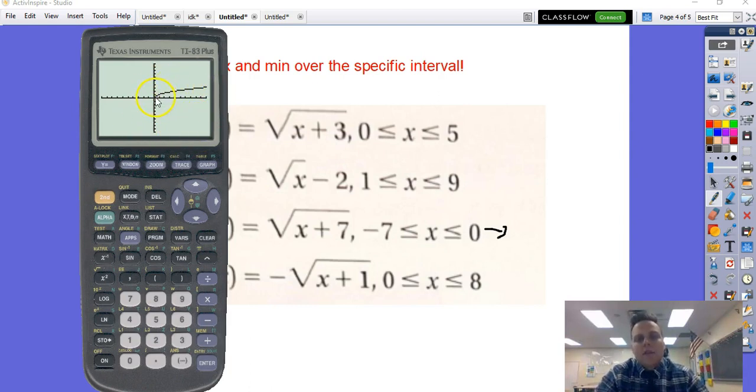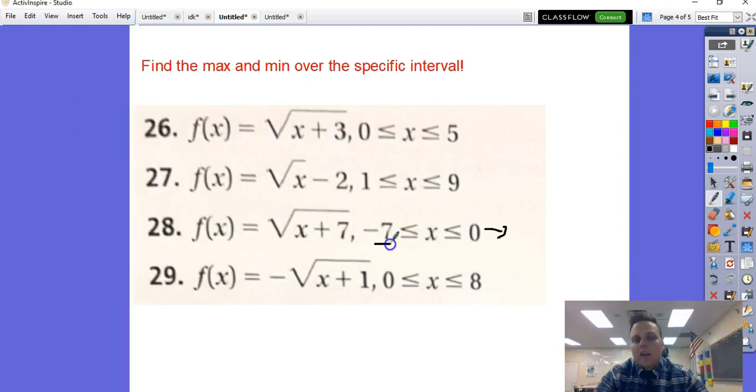What's happening to the graph? Well, it gets bigger the more I go to the right. It gets larger. It goes up and up the more to the right I go. So these are all my possible x values happening over here. On problem 28, the only x values I care about are the x values between -7 and 0.